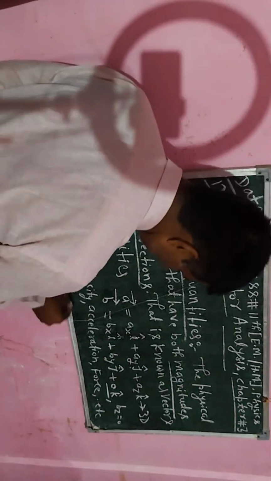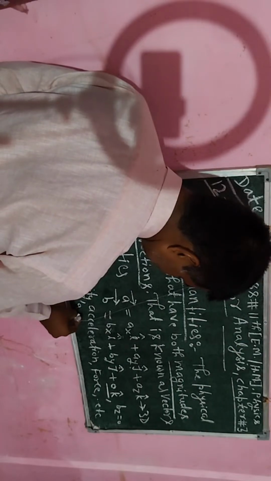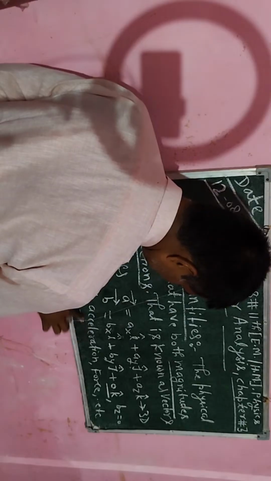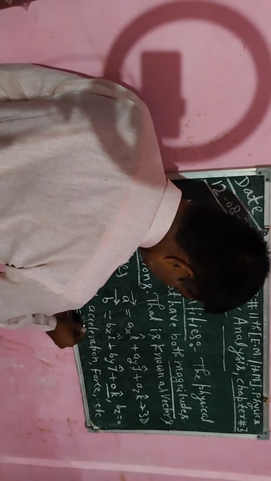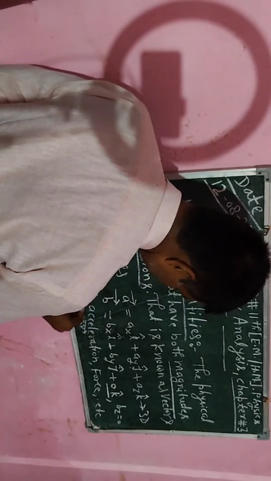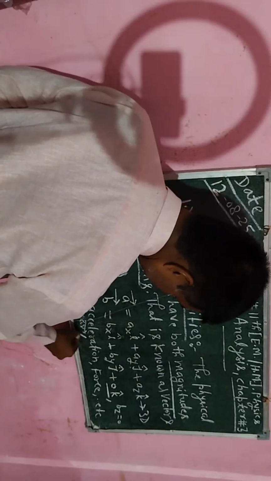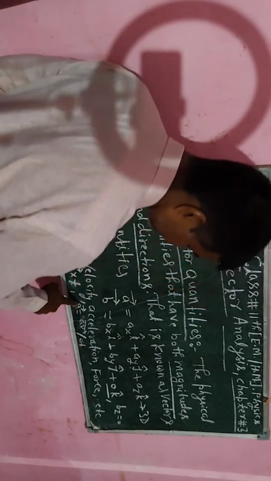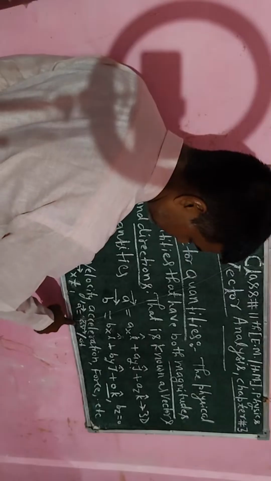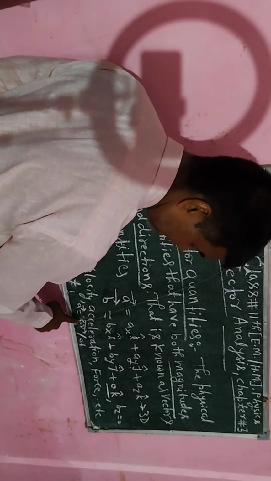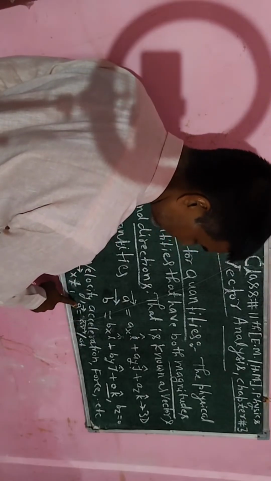Now in the case of acceleration, acceleration is written as a. Acceleration is also written as change in velocity per unit time. Change in velocity has direction, so acceleration a will have direction. Acceleration is change in velocity divided by change in time. So velocity has direction, which means acceleration will have direction.